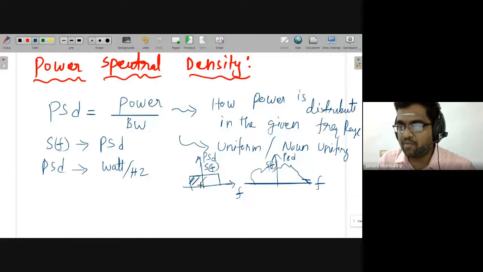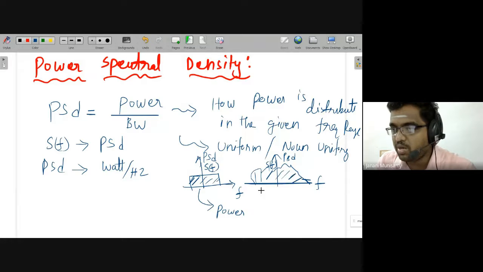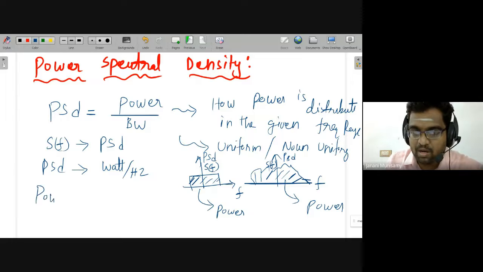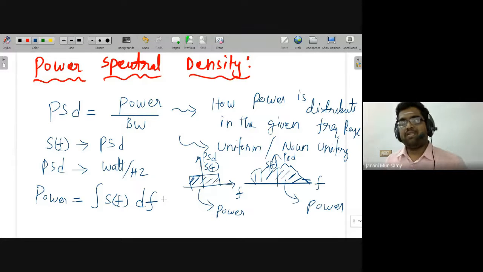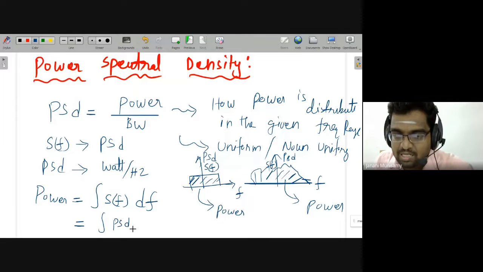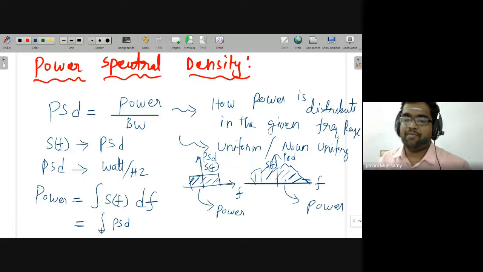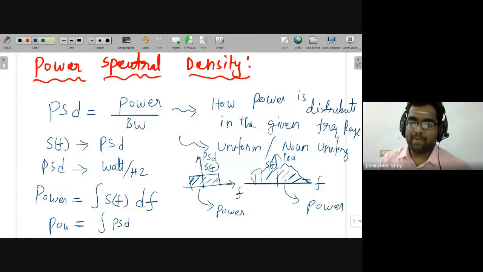So if you try to find out the entire area, this entire area will give the actual power, because the entire power is distributed within this frequency in this manner. Similarly, the entire power is distributed within this frequency in a different manner. Again, this entire area is giving the power. So now power is equal to the integration of S of f with respect to df. That means if you integrate the power spectral density with respect to f, that will give the power.